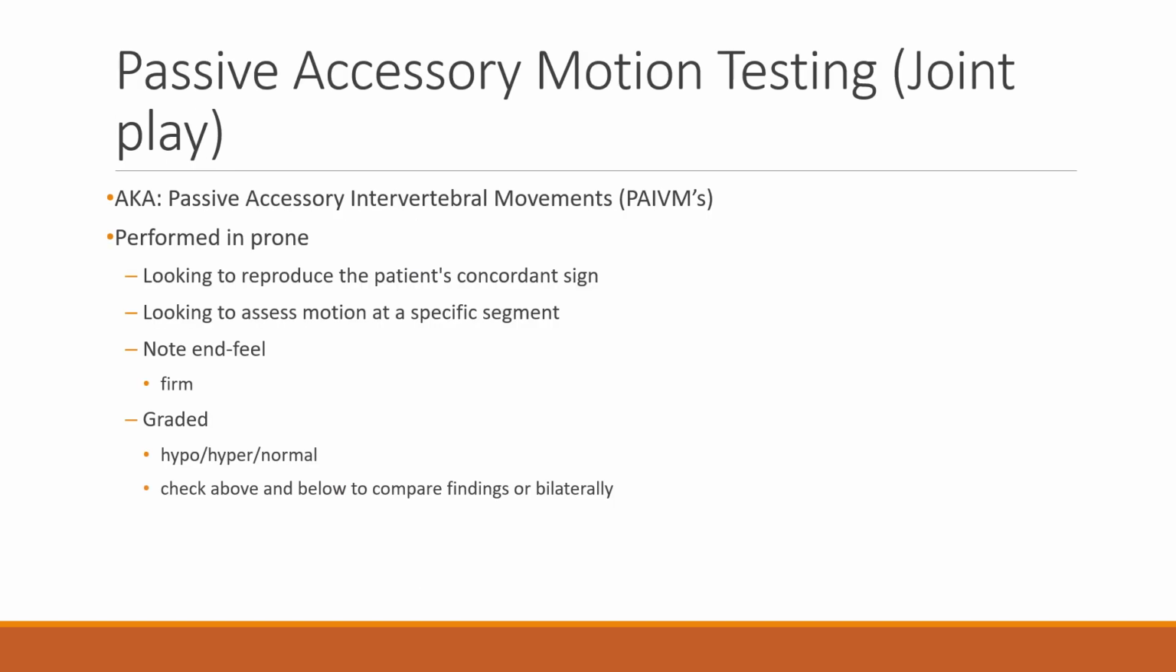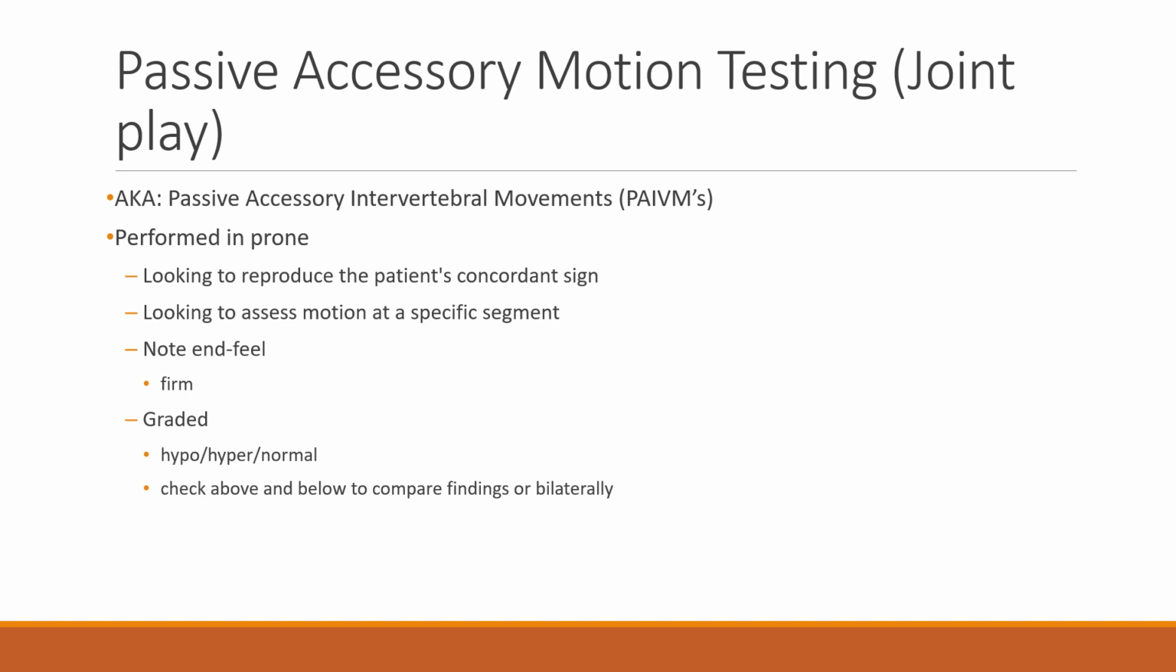We've discussed the concept of accessory motion and joint play assessment in other body regions as well. With respect to the lumbar spine, we are going to talk here about passive accessory motion testing or joint play assessment. This is sometimes called PAVMs, or passive accessory intervertebral movements, and you'll hear that called PAVMs sometimes in the clinic. These are performed in prone, very similar to what we've done for the cervical and thoracic spine, and we're looking to really do a couple different things here.